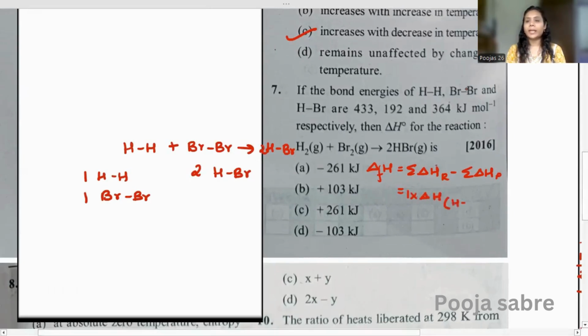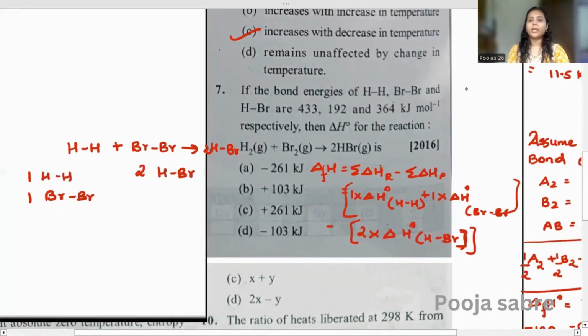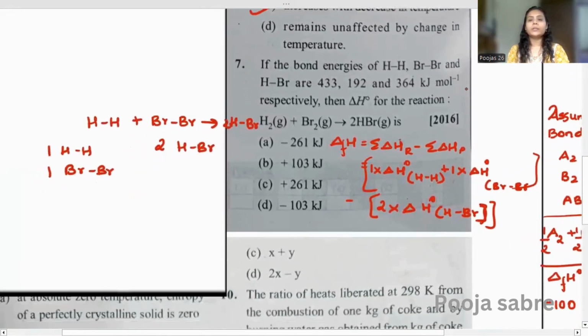Okay, this will be the bond enthalpy of H-H plus 1 into the bond enthalpy of Br-Br. Then this entire thing minus the enthalpy of product, so 2 into bond enthalpy of HBr. Clear? So this is how we are going to substitute the values in the formula. And then lastly, we are going to simply calculate.